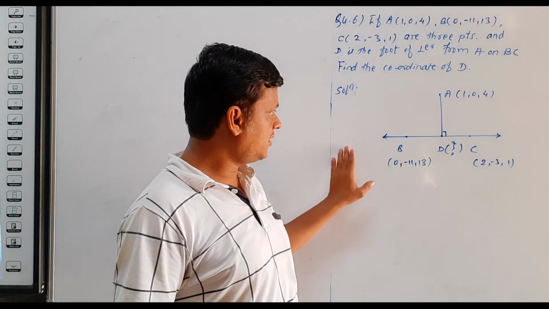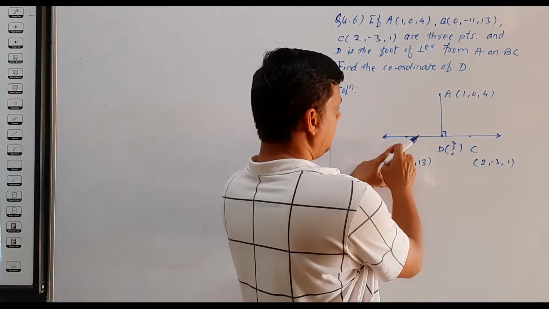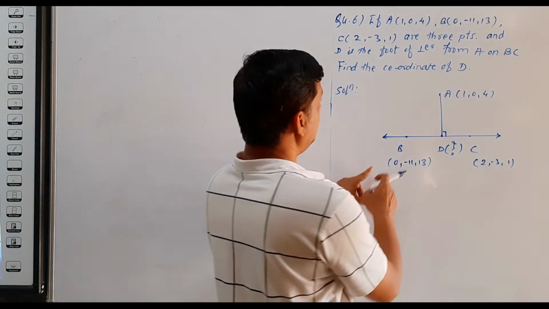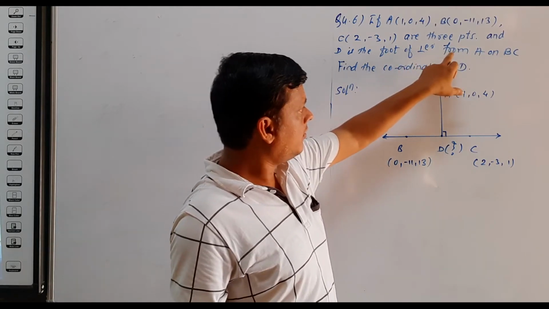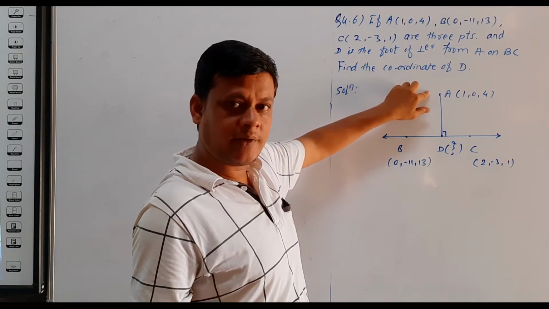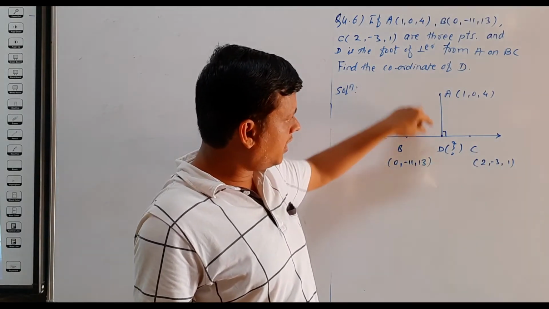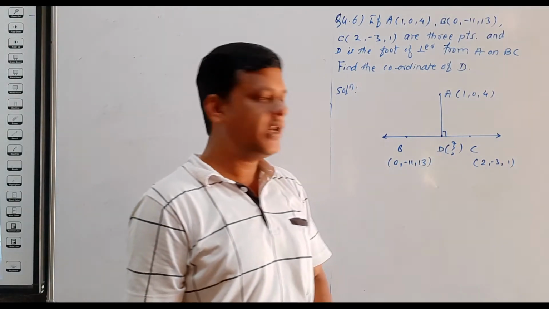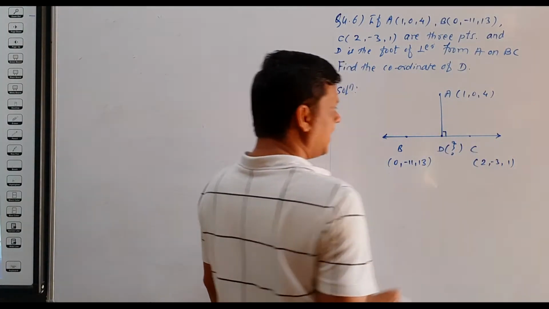So first we see here what we have to do diagrammatically. So we have to find equation of BC first, because here given D is the foot of perpendicular from A on BC. So when we draw perpendicular from this point A on this line BC, this perpendicular is at point D. So D is foot of perpendicular. We have to find the coordinate of that foot of perpendicular. So first we find the equation of line BC.